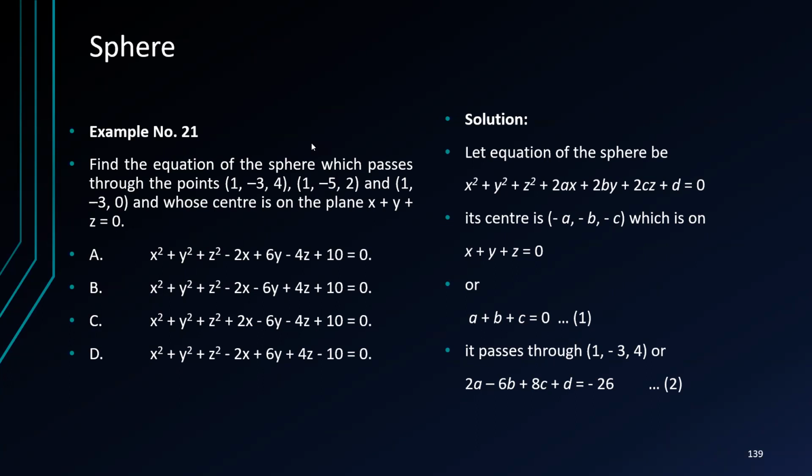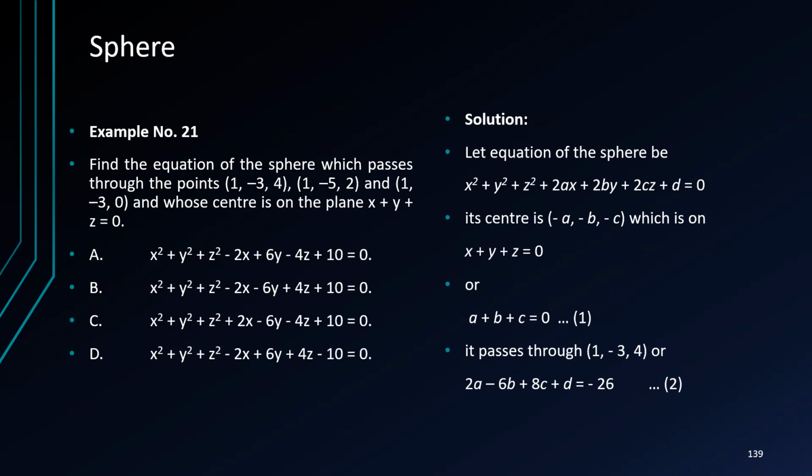Okay, example number 21. Find the equation of the sphere which passes through the points (1, -3, 4), (1, -5, 2), and (1, -3, 0), and whose center is on the plane x + y + z = 0. Solution. Let the equation of the sphere be x² + y² + z² + 2ax + 2by + 2cz + d = 0.